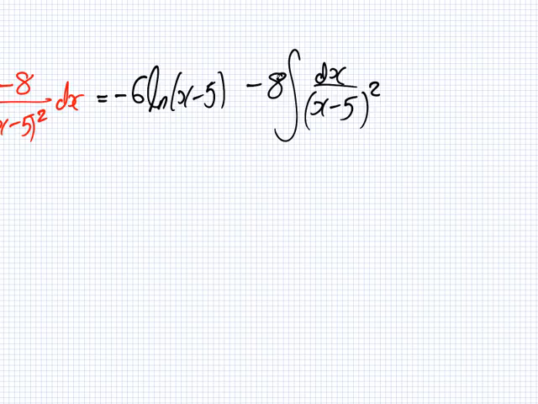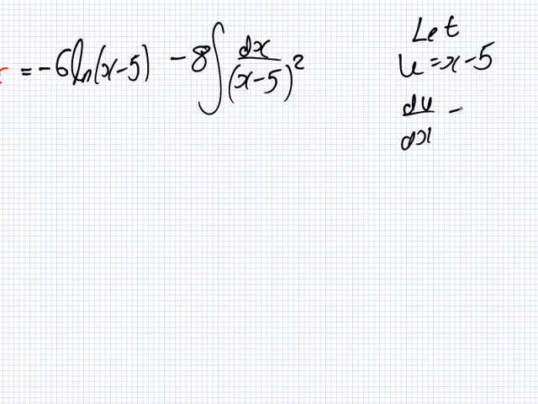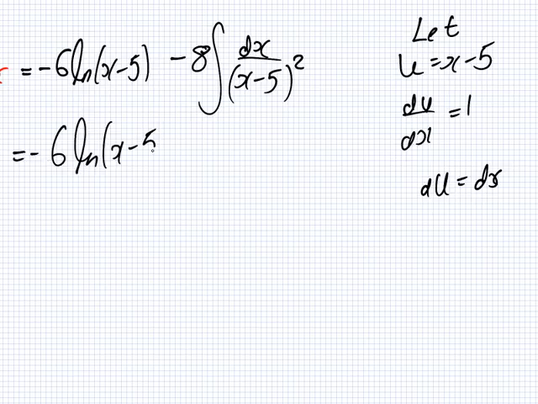U, yeah. U is what? Yeah, you can say let u equal x minus 5. So du dx equals 1. So that means du equals dx. So this will be minus 6 log x minus 5 minus 8 du over u squared.